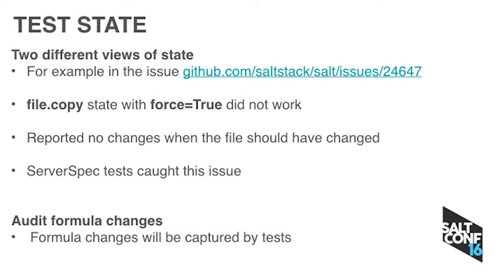Another thing was testing state. Why do we want two different views of state? Sometimes it's good to audit SALT's view of state. For example, there was an issue with the file.copy state with force equals true where it didn't work. It reported no changes when the file should have changed. When we ran Serverspec tests, it actually caught that issue, so we didn't push the change out. You can also audit formula changes. If someone changes something in a formula, the test will capture that.